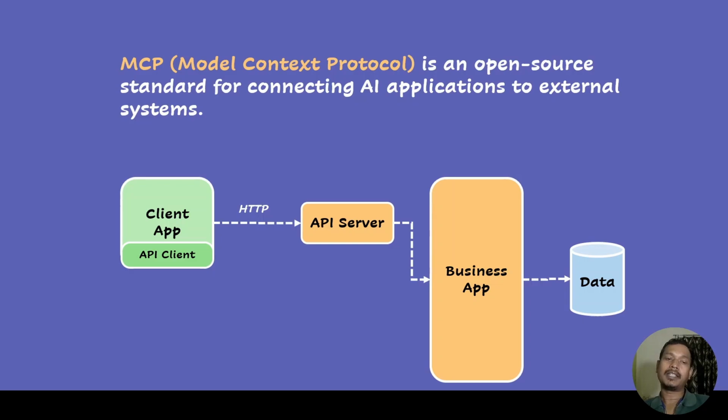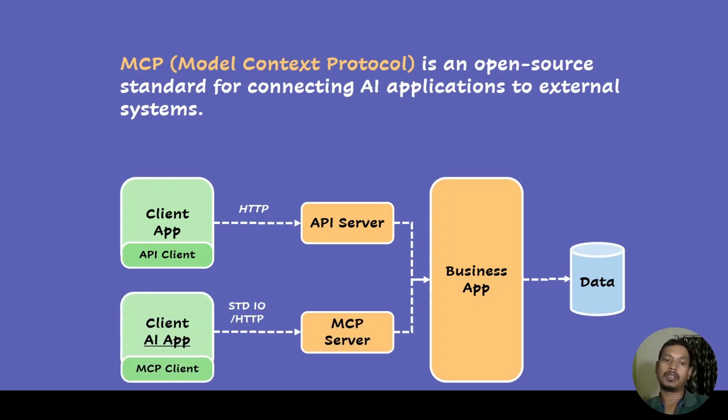To standardize this, people created MCP servers. So in AI, there are AI applications which basically work as an MCP client. Then they connect to the MCP servers. The MCP server's responsibility is to connect to that business app's features and provide the functionality to the client app. So this is the objective.